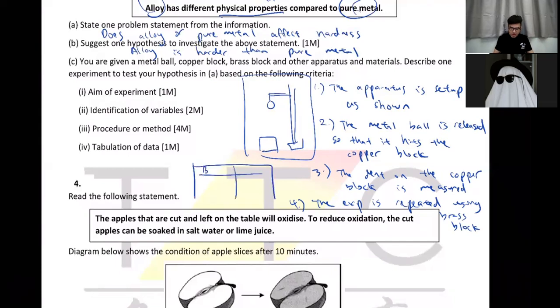And then tabulation, even easier. You have your block, which is copper and brass. Hardness. Oh no, sorry, not hardness. This should be the dent of the block. Okay, diameter of the dent. Leave it empty because you're just planning this experiment. 10 marks. Is this hard? Not at all. How is this hard? You tell me.